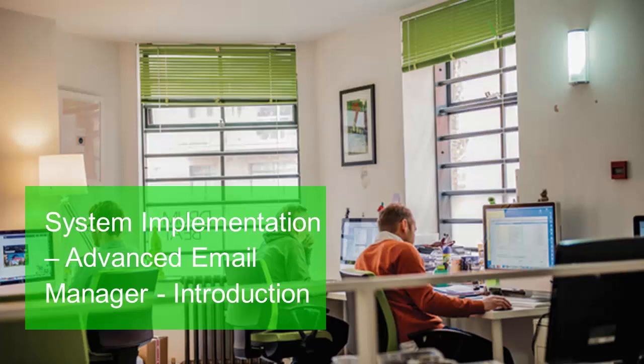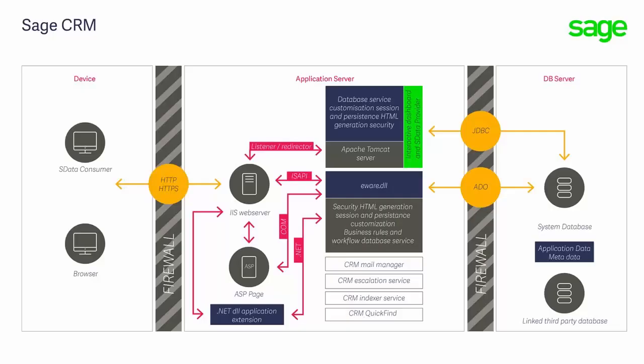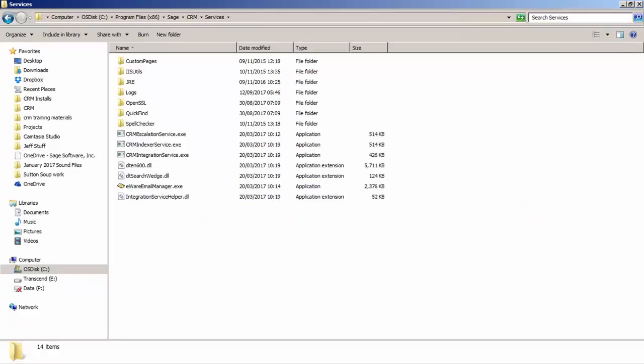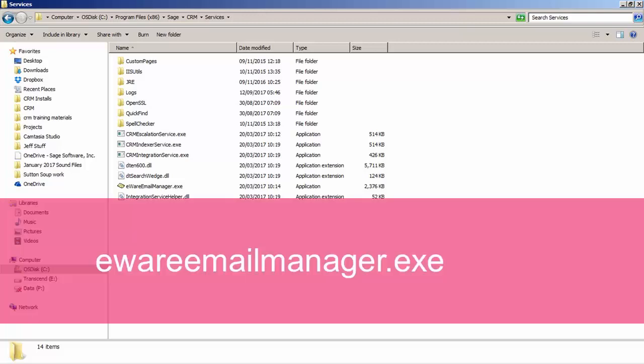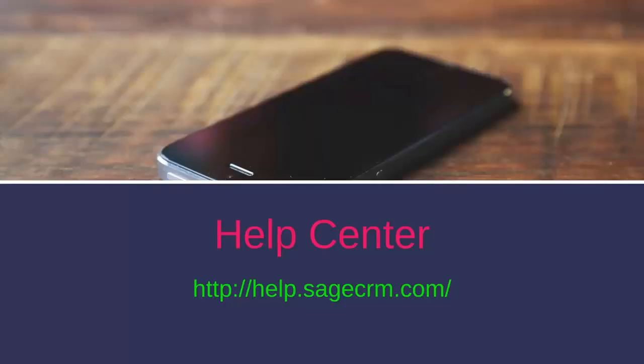The advanced email management functionality is installed automatically with any CRM installation. The advanced email management service runs as a background process on the server. You'll find that this is a file called emailmanager.exe, and it processes inbound emails according to predefined business rules.